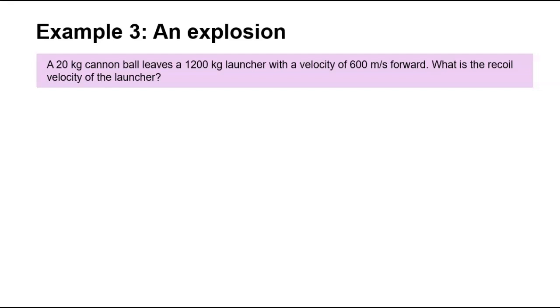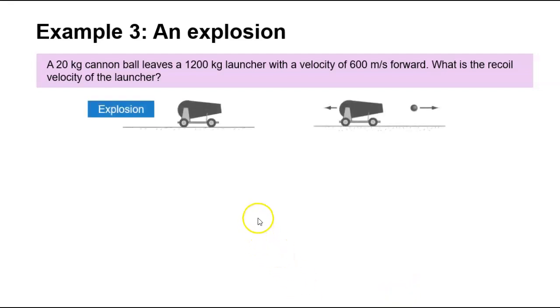What is the recoil velocity of the launcher? So in real life, it would look something like this. We have a launcher that's got a cannonball inside of it. And then we're going to shoot out the cannonball. And the question is, what is the recoil velocity of the launcher?